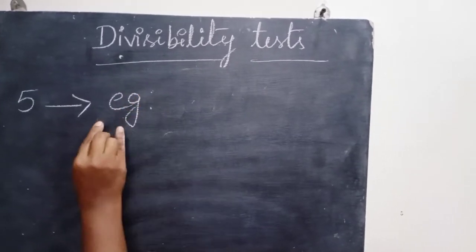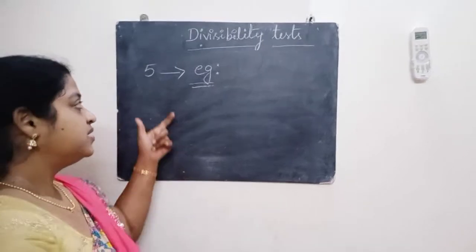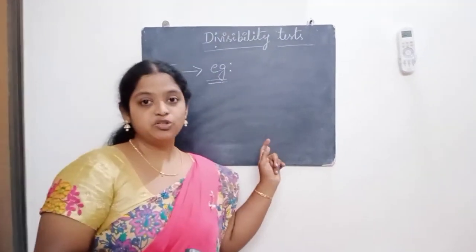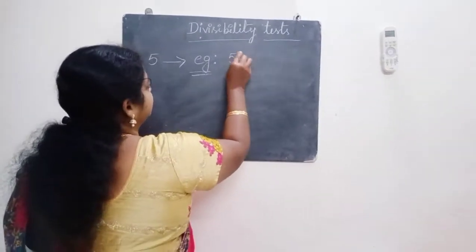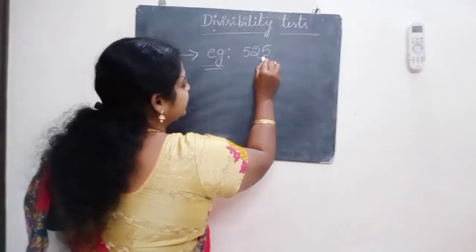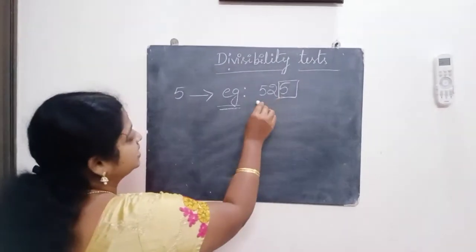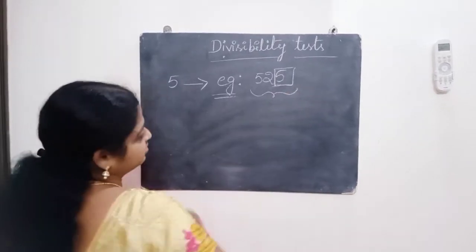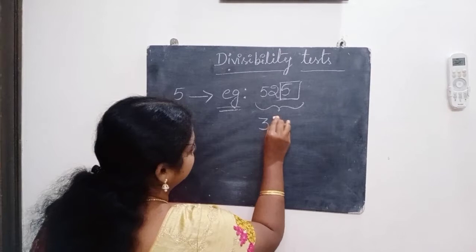The next one is an example for rule 5. See, what is the rule for 5? The ending number should be 0 or 5. So I am going to take the example 525. Only the last digit, 5, matters. Okay. So we can say that the total number will be divisible by 5. Clear? Now the next one is 330.